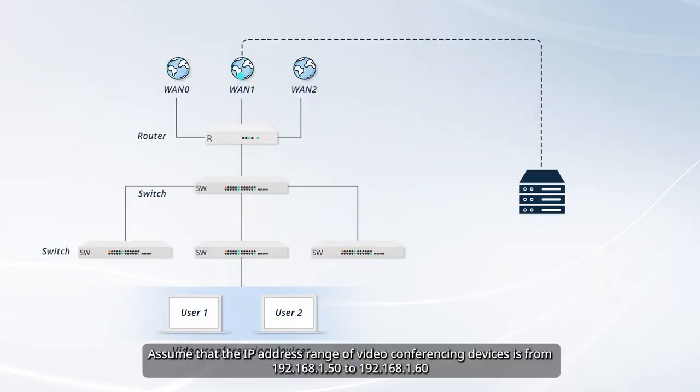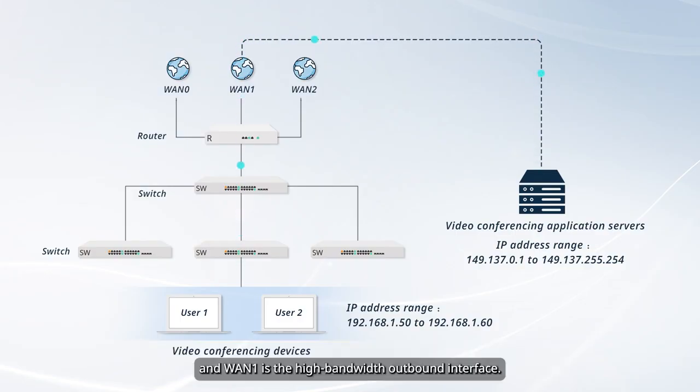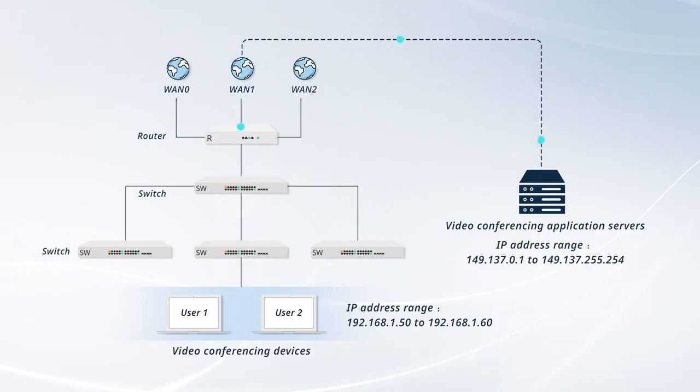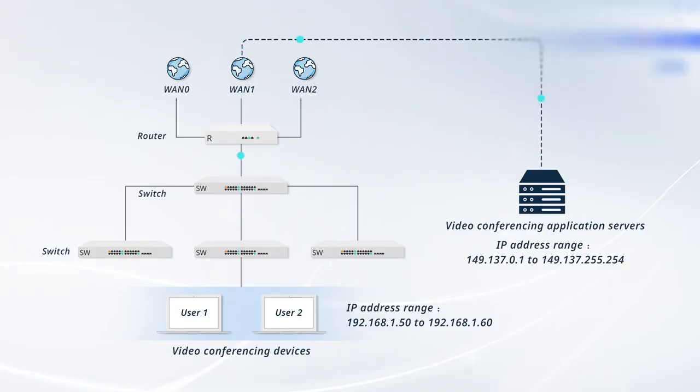Assume that the IP address range of video conferencing devices is from 192.168.1.50 to 192.168.1.60. The IP address range of the video conferencing application servers is from 149.137.0.1 to 149.137.255.254. And WAN 1 is the high bandwidth outbound interface. This section uses this example to describe how to configure a PBR policy to perform flow control.